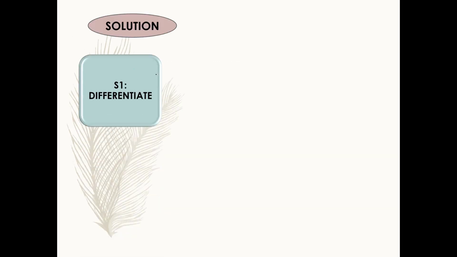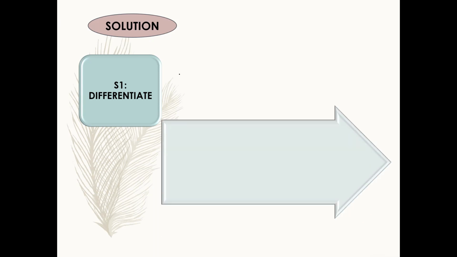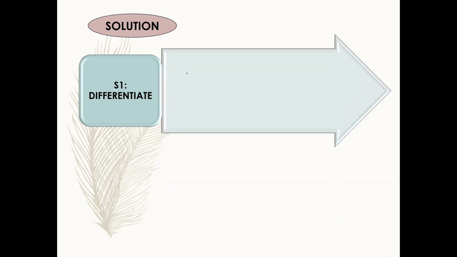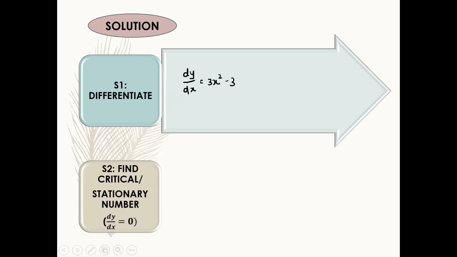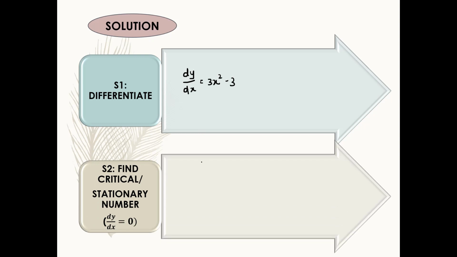Step 1 is you have to differentiate the function. So the derivative of y with respect to x, you will get 3x squared minus 3. And then the second step is you have to find the critical or stationary number in which dy/dx is equal to 0. So 3x squared minus 3 is equal to 0. 3x squared is equal to 3. And then x squared is equal to 1. And then x is equal to plus minus 1.